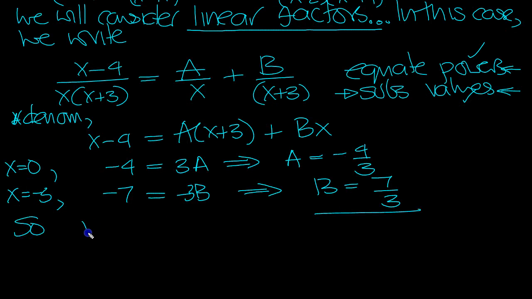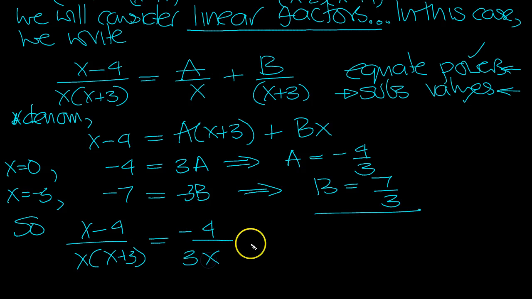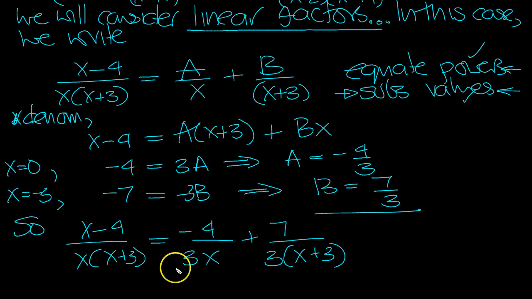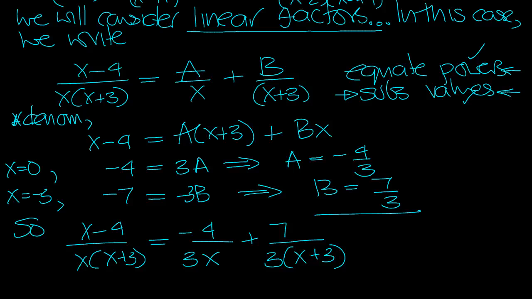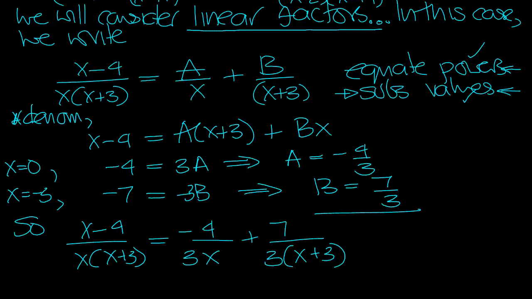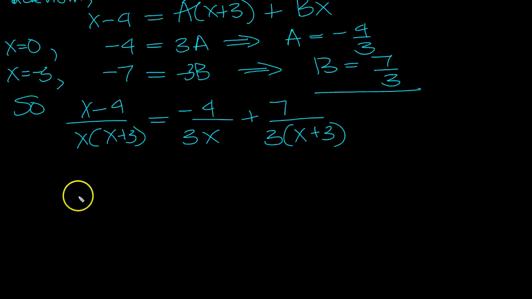So what have we got then? We've got x minus 4 over x plus 3 is equal to a, which is minus 4 over 3x, plus b, 7/3 over x plus 3, isn't it? So by looking at that integral, if you had that integral as a problem, it would be the integral of this and that, which we've done before. Okay. Just a little bit of bookwork then before we do the examples.